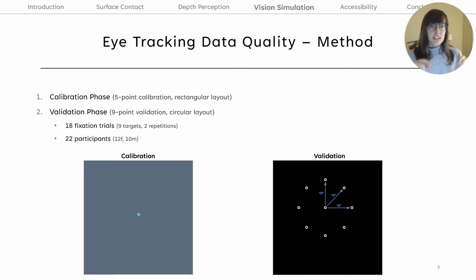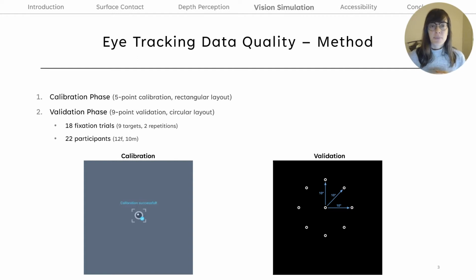As we watch, we can see each target is displayed for 1 second in a rectangular layout, and the sequence automatically progresses. So our validation procedure is really similar. However, we evaluated 9 fixation targets, and we used a circular layout. Each target was shown for 3 seconds, and they were presented twice and in a pseudo-randomized order that prevented immediate targets from repeating.